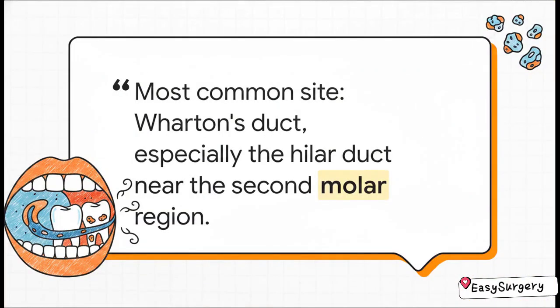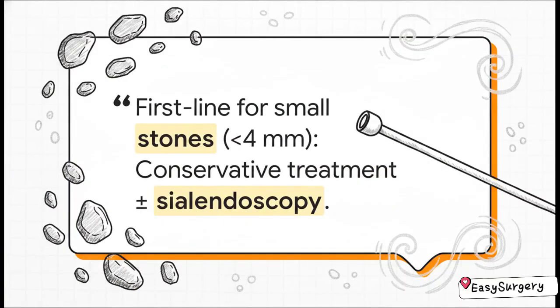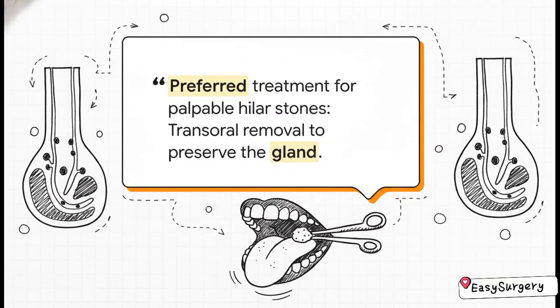Pearl number 1. What's the most common site? It's Wharton's duct, especially the hilar or proximal duct near the second molar region. Never forget that anatomical landmark. Pearl number 2. Your first-line approach for small stones under 4 millimeters is always conservative treatment, with or without sialendoscopy. Pearl number 3. When you're dealing with palpable hilar stones, the preferred treatment is transoral removal to preserve the gland. Gland preservation is key here whenever possible.